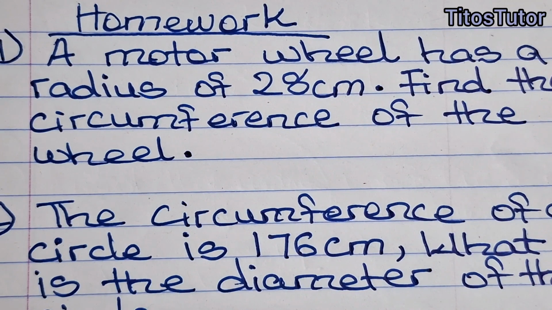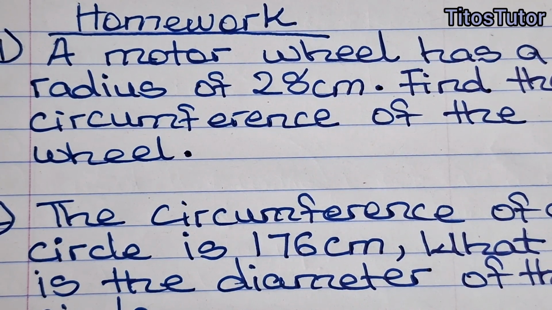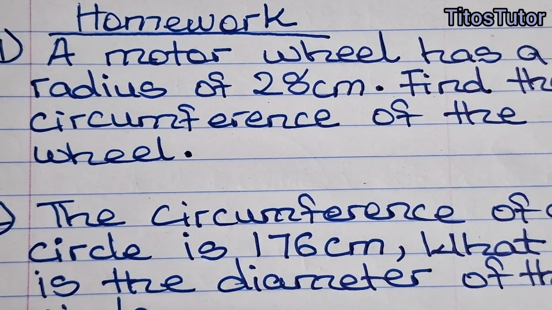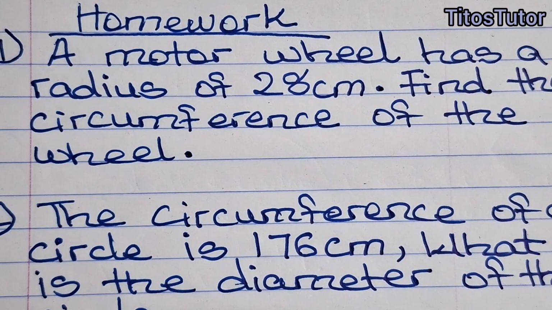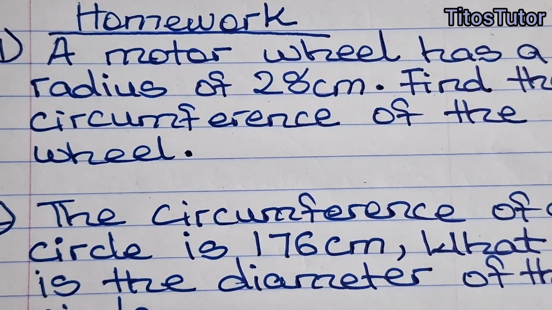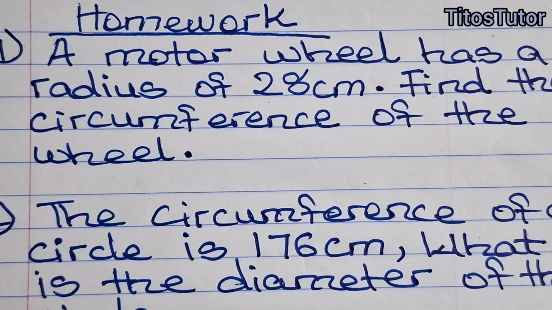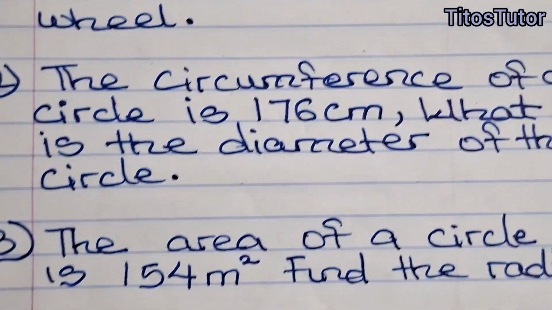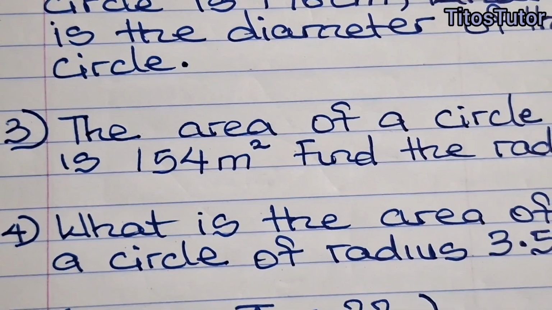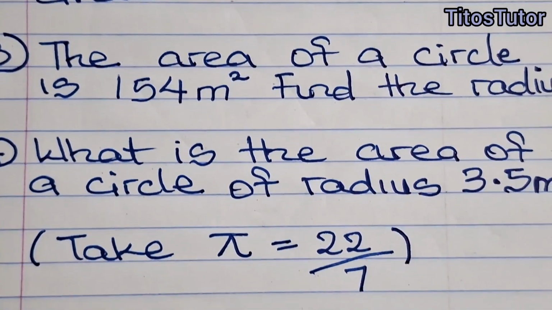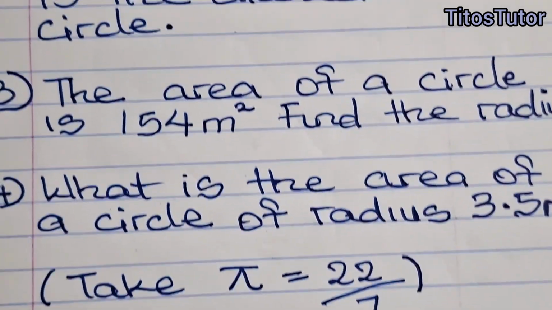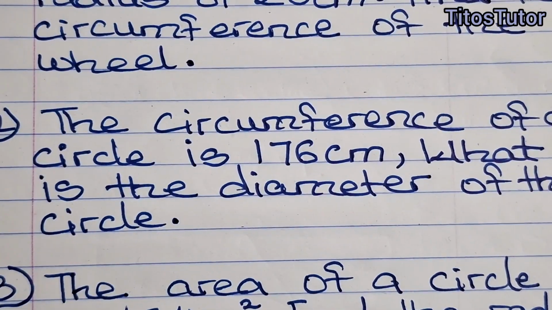When circumference is given, can you find the diameter? When circumference is given, can you find the radius? When area is given, can you find area? When area is given, can you find radius or diameter? That is the homework I give my year 5 students, and we're going to solve it together. Here there are 4 questions, and in this calculation, we're going to be taking pi to be 22/7. So let's dig into it.